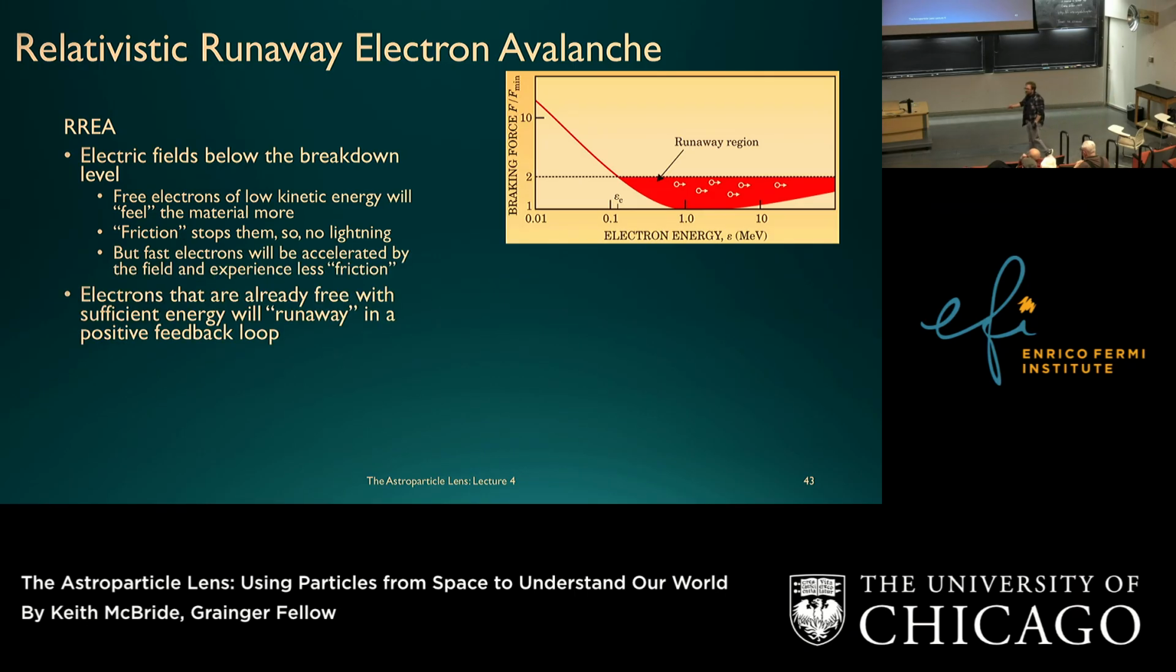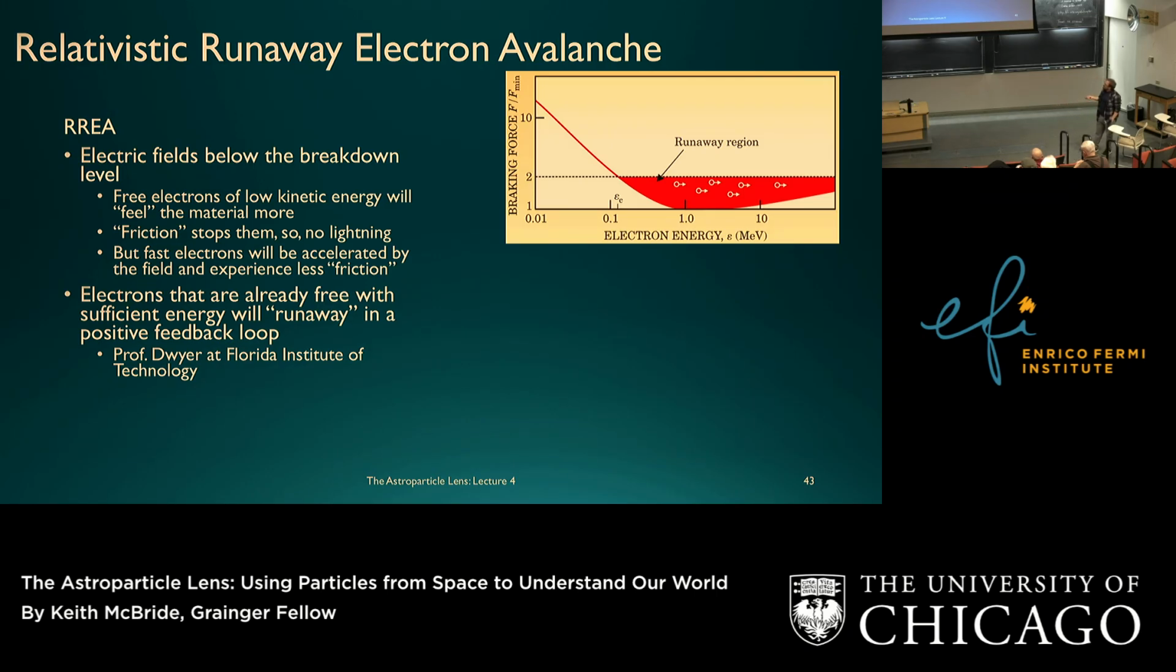So if they have sufficient energy, if they're across this gap, this barrier, they can now keep going in the thunderstorm because they're accelerated by that field more than the thunderstorm is dragging them back, and they contribute to the process by freeing more electrons.